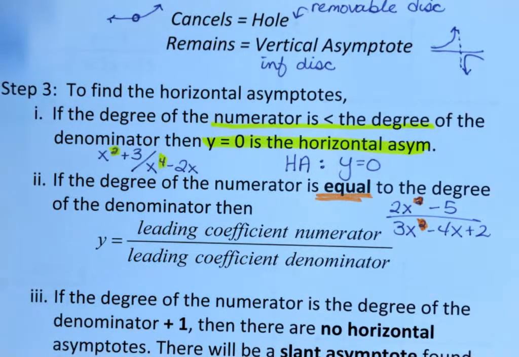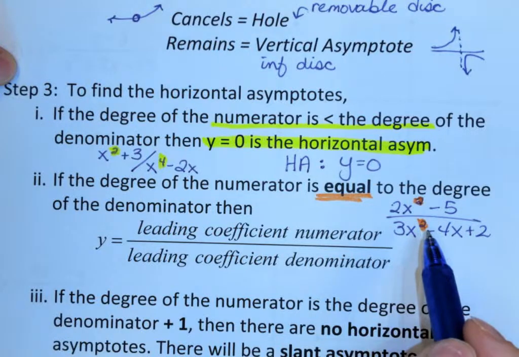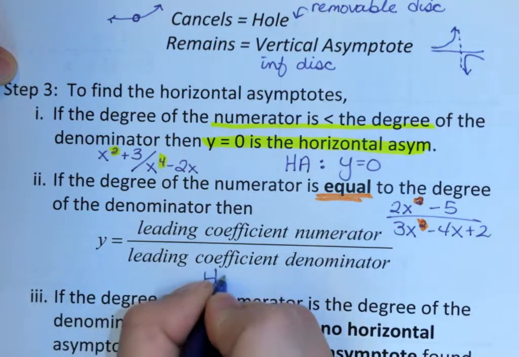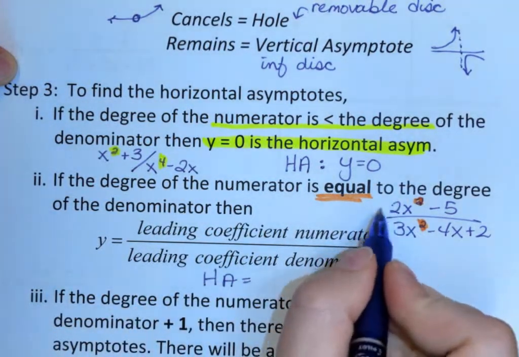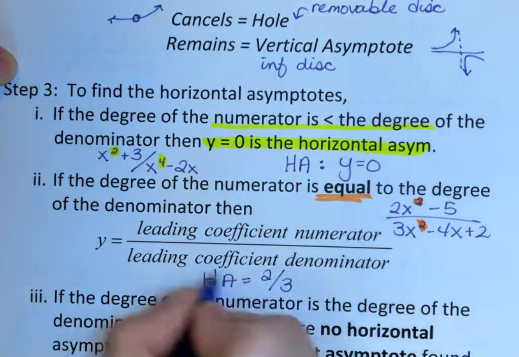Calculator away. This is all non-calculator. Nope. The degree of the top is equal to the degree of the bottom. Your horizontal asymptote is going to be the coefficient of the top over the coefficient of the bottom.